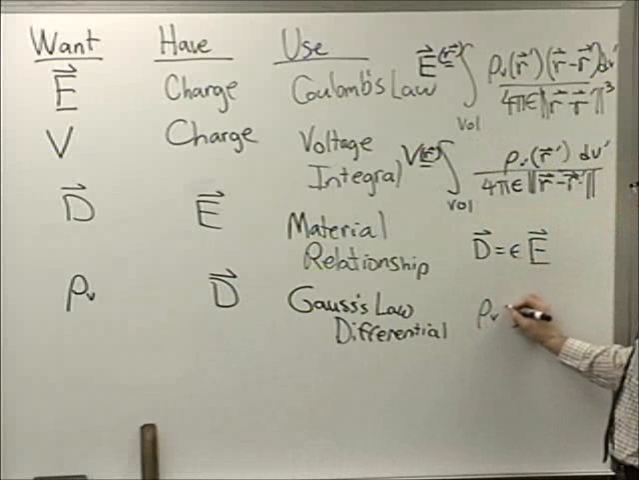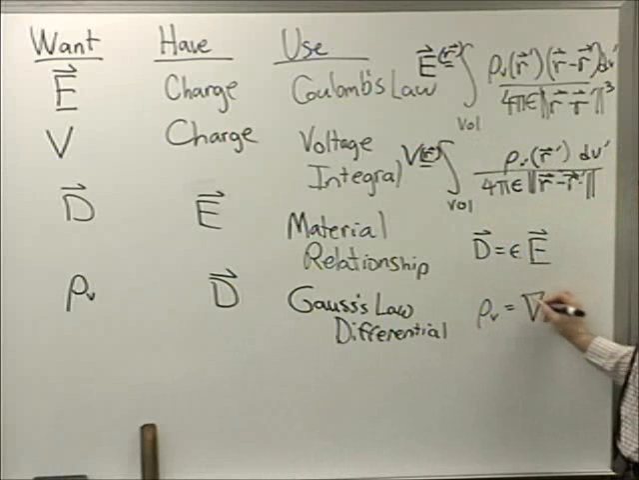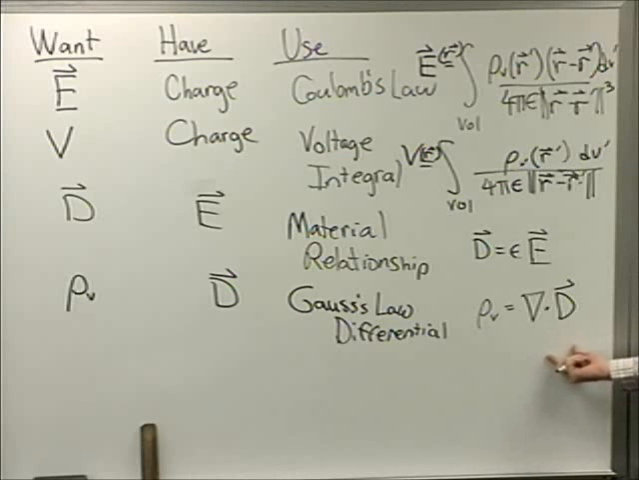Rho sub v is equal to the divergence of your electric flux density vector. What does divergence really mean in geometrical terms? Sourciness. That's right.